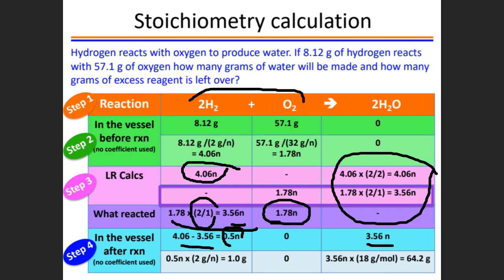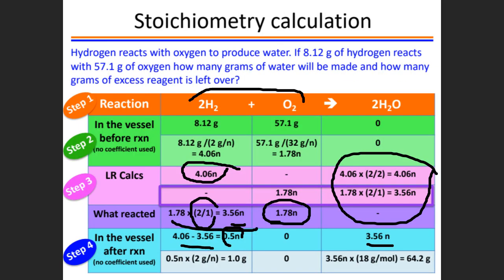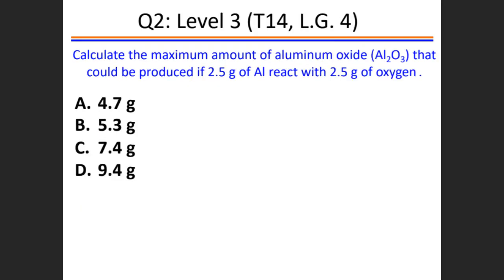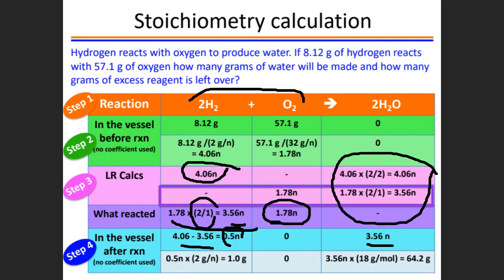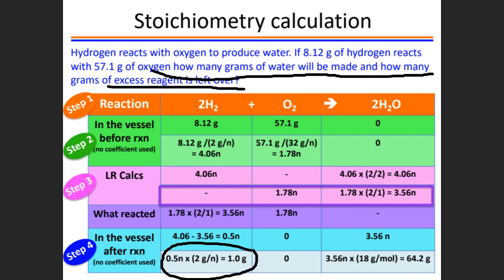So now let's go to our slide. This is another one, correct? So now, did you find the result here? Now you got it? How many grams of water will be made and how many grams of excess reagent are left over? This is our excess reagent left over and this is the amount of water.